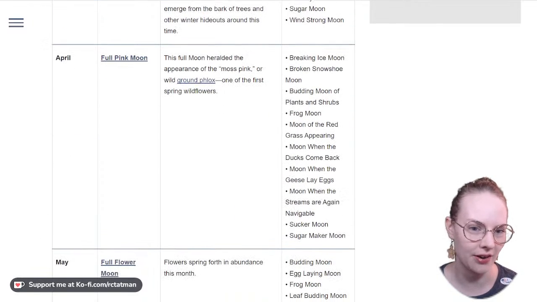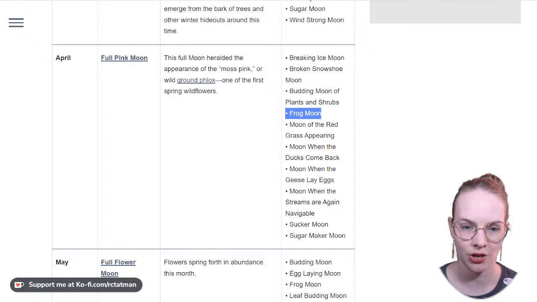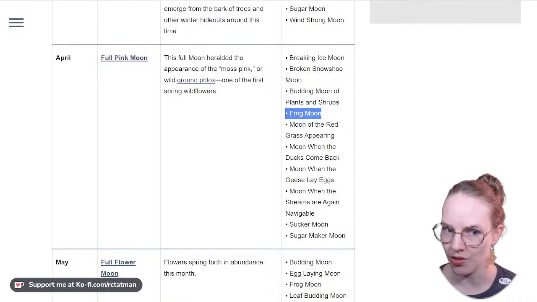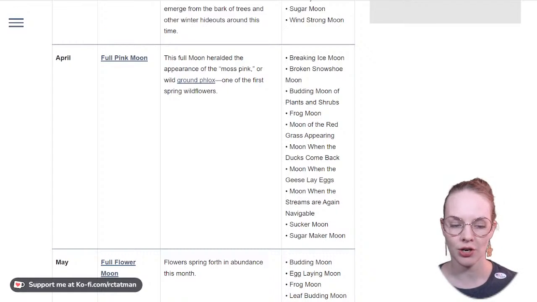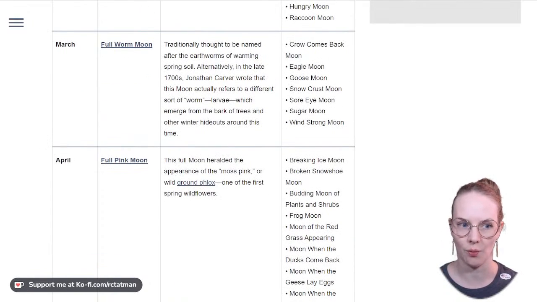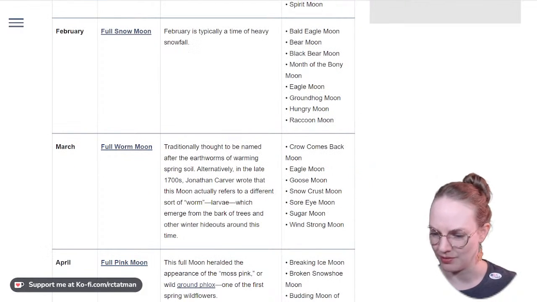Et cetera, et cetera, et cetera. So I'm pretty sure I've heard April called the frog moon more than the pink moon. I think here in Virginia, by April, we've had phlox out for quite a while. We tend to get wildflowers starting in March, maybe sometimes in February.